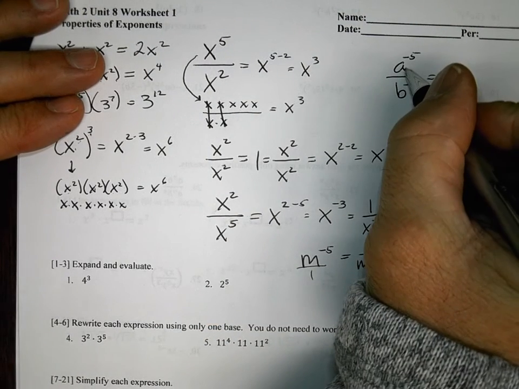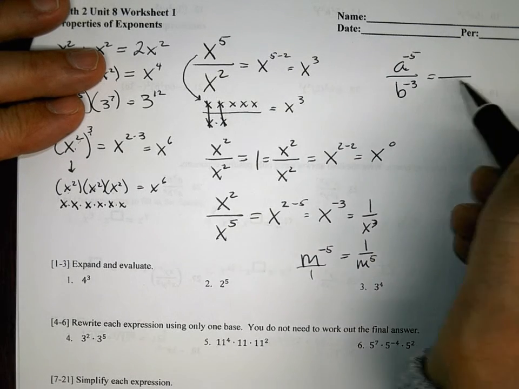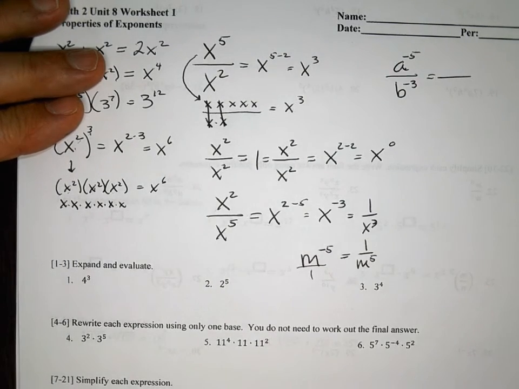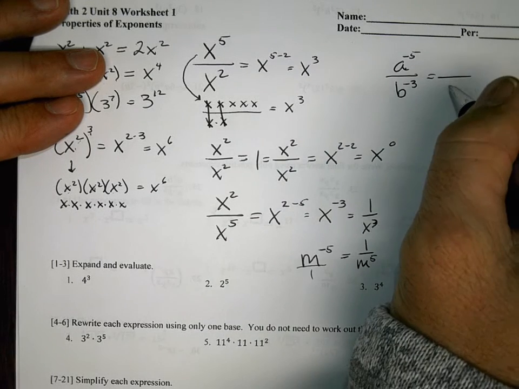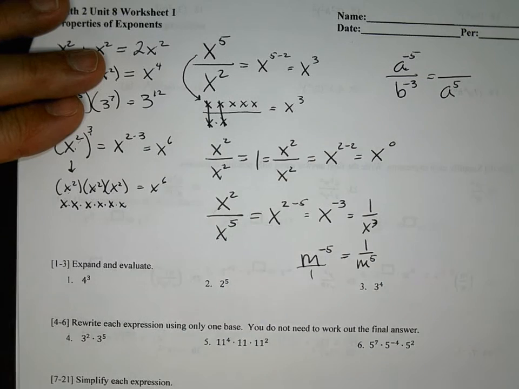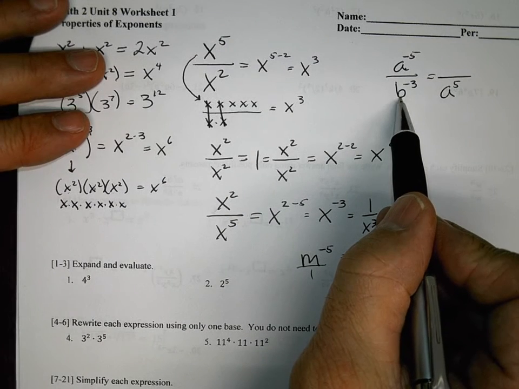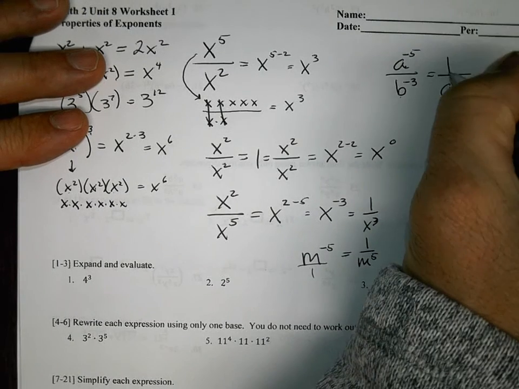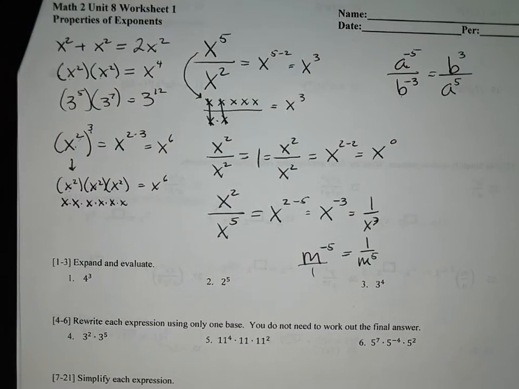A to the negative 5. A is on top, so when I see negative exponents, I automatically put a division bar. I say A is on the top, so A to the negative 5 has to go to the bottom and become positive. Then I look at B to the negative 3. Well, the negative exponent tells me if it's on bottom, it's got to go to the top and become positive. And that's really all there is to it.